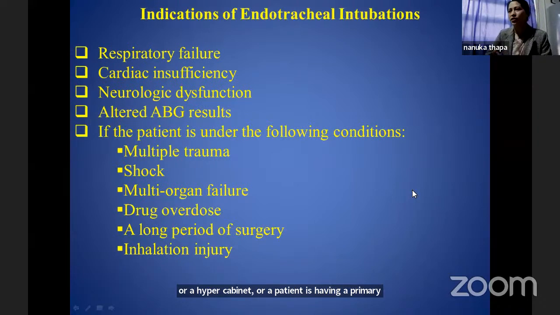Next is cardiac insufficiency, like cardiac arrest or shock, and neurological dysfunction, like loss of consciousness or any change in the GCS, which might need endotracheal intubation. Also any alteration in the ABG result, like acidosis, respiratory or metabolic. Also multiple trauma and shock, multi-organ failure such as septicemia, drug overdose, a very long period of surgery, and inhalation injury, like smoke inhalation or other poisonous gases. So these are the indications.